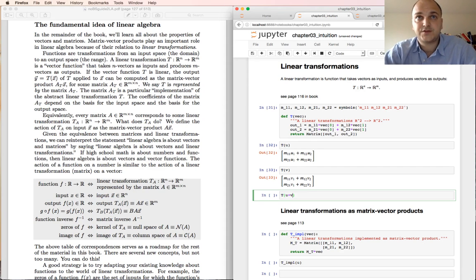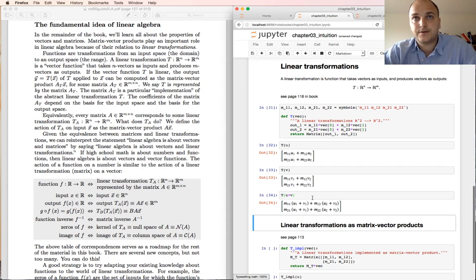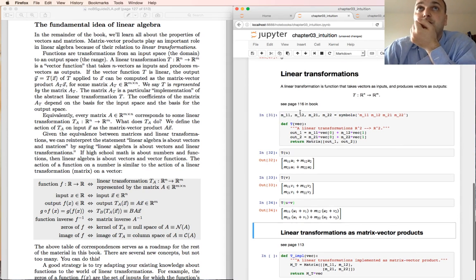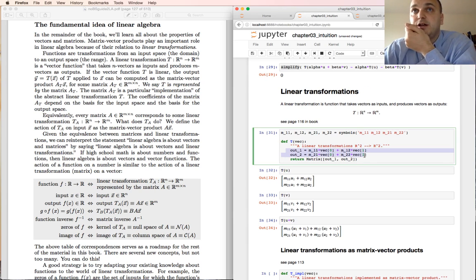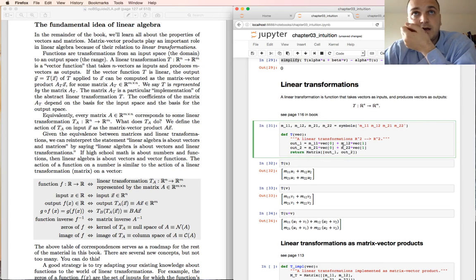T of u plus v is, yeah, not very surprising. But the point is, for a function to be linear, a linear transformation has this structure where each of the outputs is some combination, some coefficients multiplying the inputs. That's sort of the X-ray version when you look inside what this does.